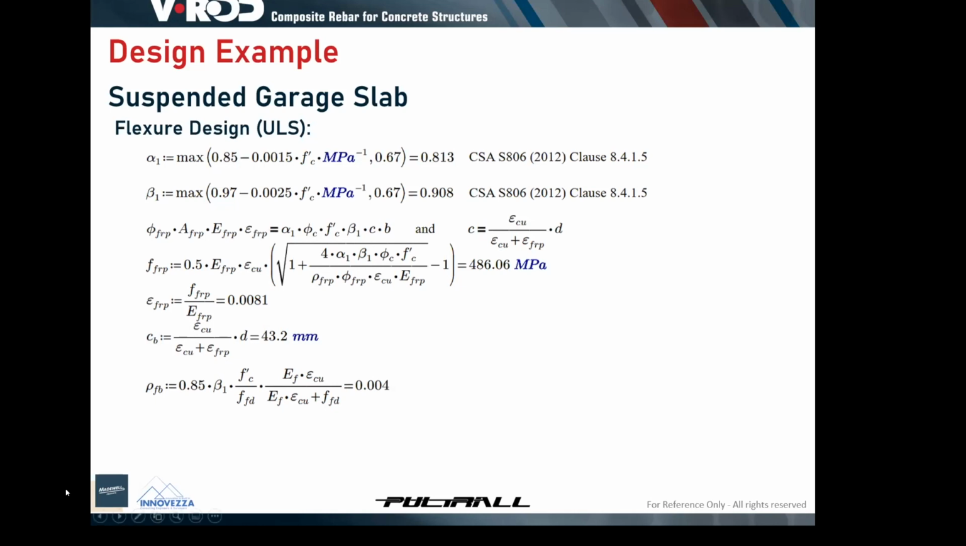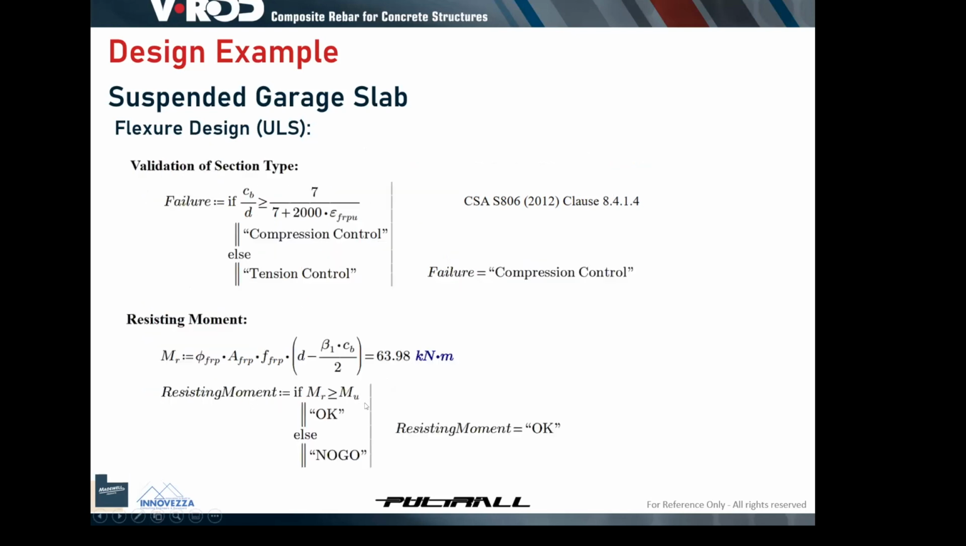First, we calculated the actual stress in the GFRP reinforcement. It's about 490 megapascal, which is much less than the ultimate strength of 1100. So apparently the section will be an over-reinforced section. The balanced reinforcement ratio is 0.004, so the section is compression controlled, or over-reinforced. We calculated the resisting moment as 64 kilonewton meter per meter. This is approximately double the bending moment at ultimate, which is about 35 kilonewton meter per meter.